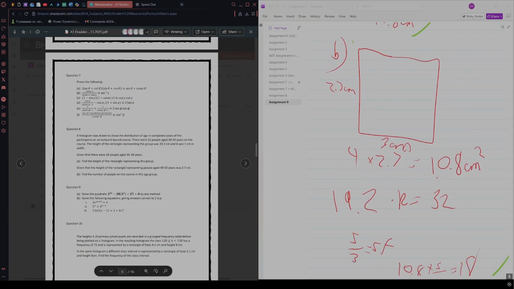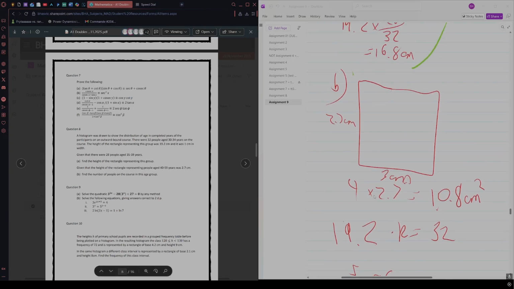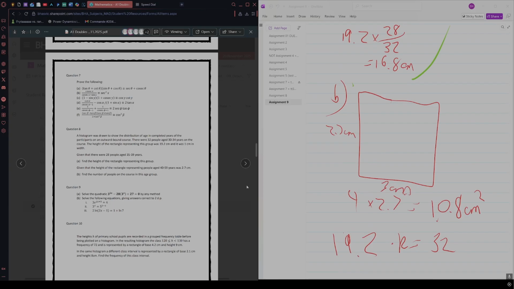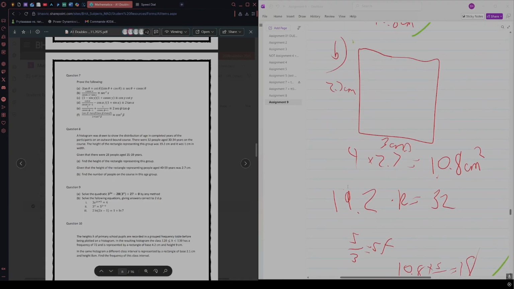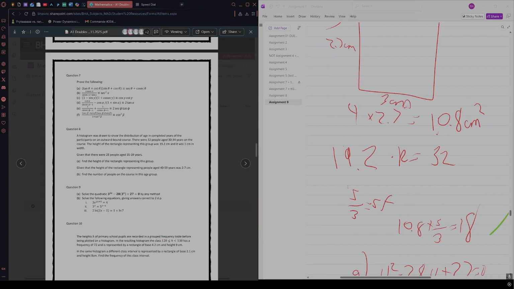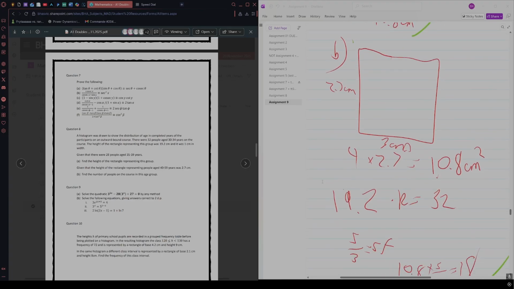Next question. Find the number of people in the age group. So it tells you that it's 2.7 centimeters. I have found the scale factor of that. I already forgot how to do this question because it sucks. So you have the dimensions here. You have 2.7 is the height, and you know that 3 is the length, because a class width of 5 gives you 1 centimeter in width. So a class width of 15 will give you 3 centimeters.